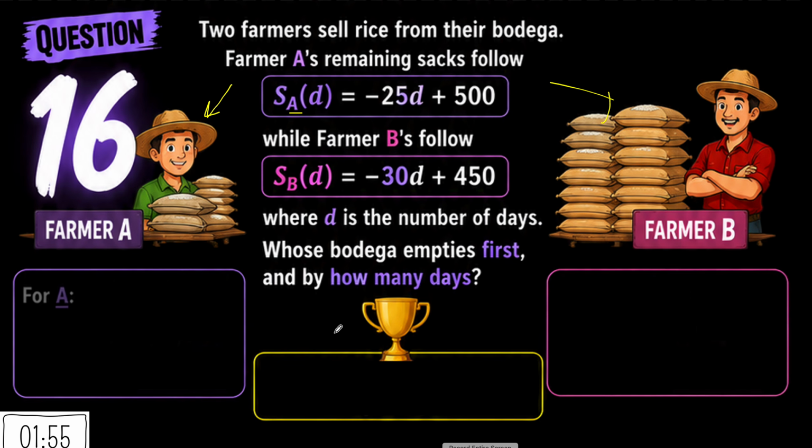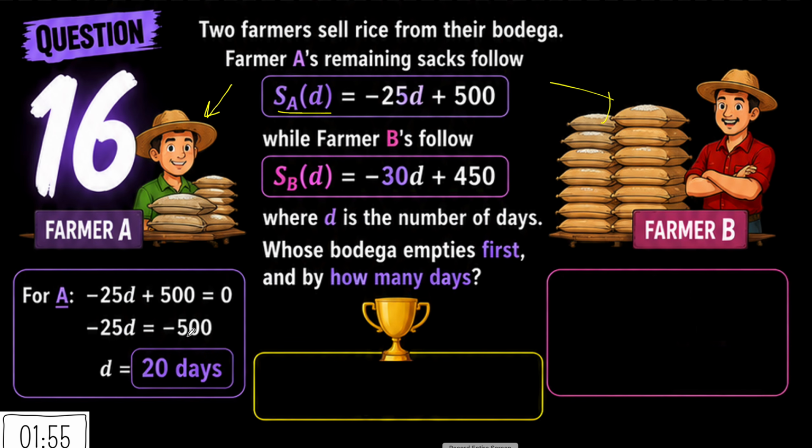Yun na naman, no? So, tignan natin, given the equation, you are Anna. So, for A, so negative 25D plus 500, we will let S of D be equal to 0. Okay? And then, of course, lipat natin si 500 sa kabila or subtract 500 both sides. It will become negative 25D equals negative 500. Divided both sides by negative 25, so it will become D is equal to negative 500 divided by negative 25, that is 20 days. Yung kay Farmer A, 20 days mauubos ang bodega.